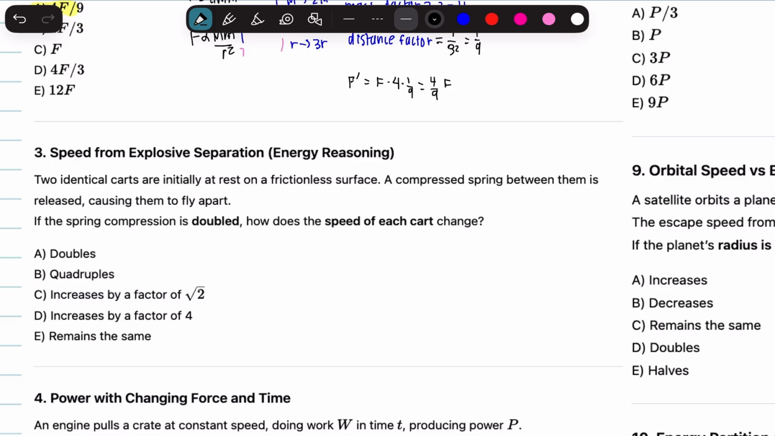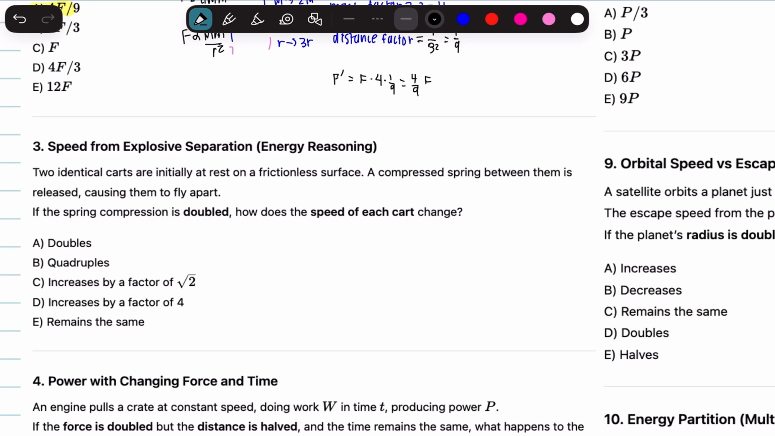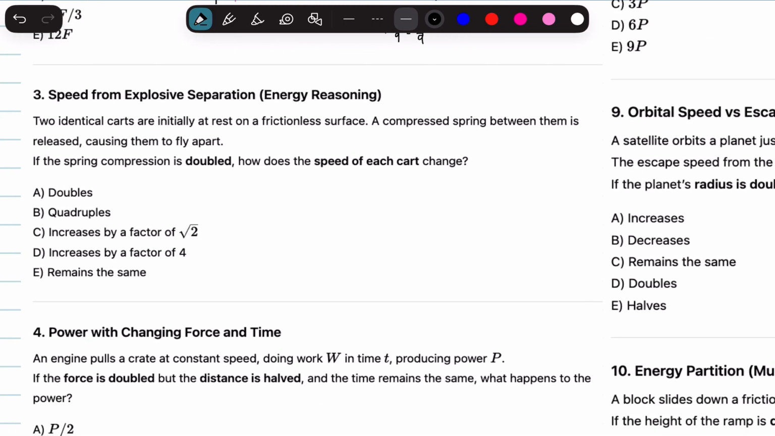We can use energy reasoning. Two identical carts are initially at rest on a frictionless surface. A compressed spring between them is released, causing them to fly apart. If the spring compression is doubled, how does the speed of each cart change?